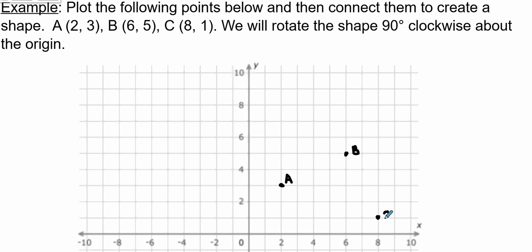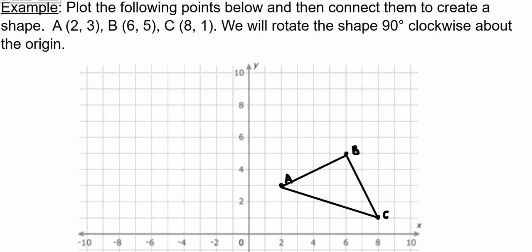So we should have this shape here. And I am going to cheat a little bit with connecting my lines to draw my triangle. You have a straight edge. I'm going to use the line tool. Now, it asks us to rotate this shape 90 degrees clockwise about the origin.